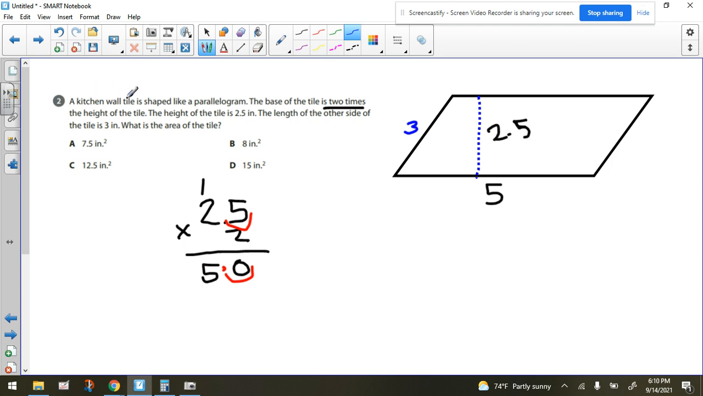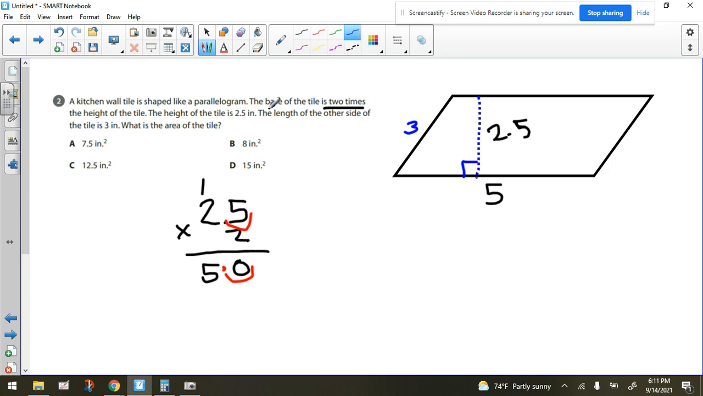A kitchen wall tile is shaped like a parallelogram. So this is a parallelogram. The base of the tile, so we would call this the base, is 2 times the height of the tile. So the height of the tile would be perpendicular to the base. That would form that right angle. The height of the tile is 2 5/10, and we did multiply that by 2 to get the 5, right? Because it does say that.